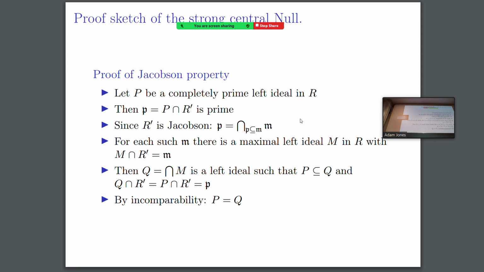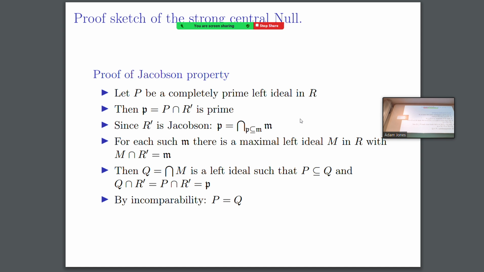Is it easy to show the fifth point from before? So, the fifth... Okay, so the intersection with R prime is an intersection of maximal ideals, which are intersections of maximal ideals in R.